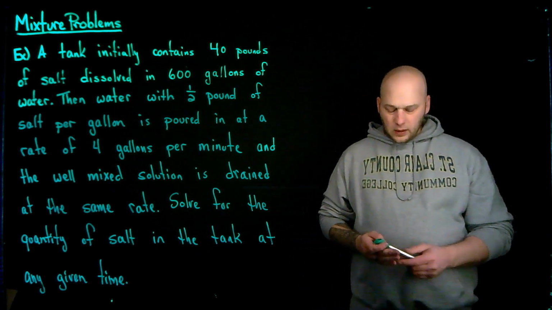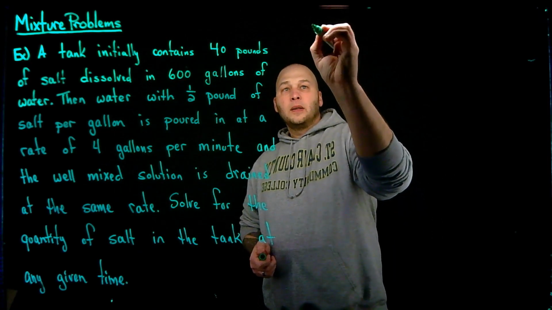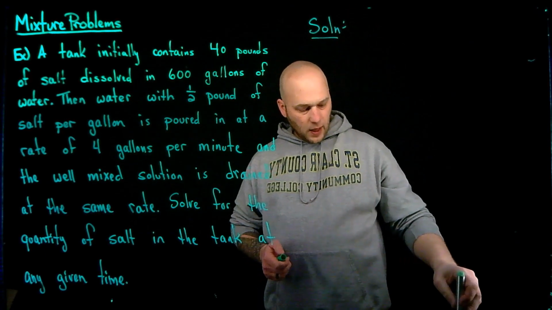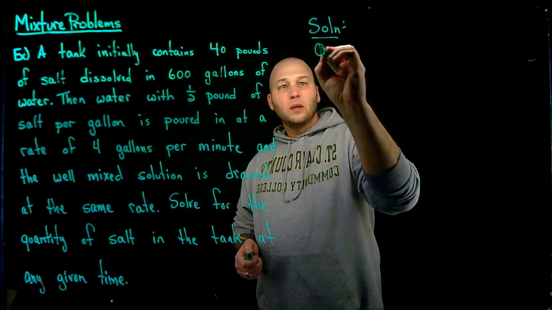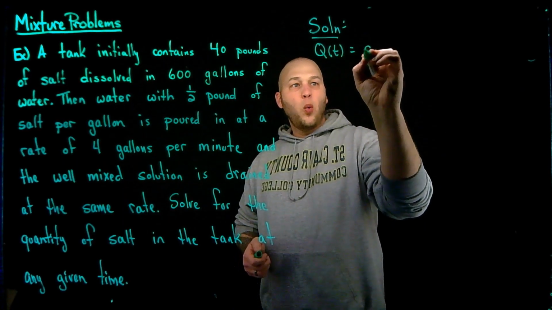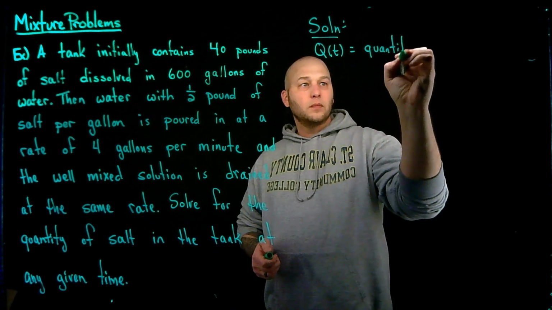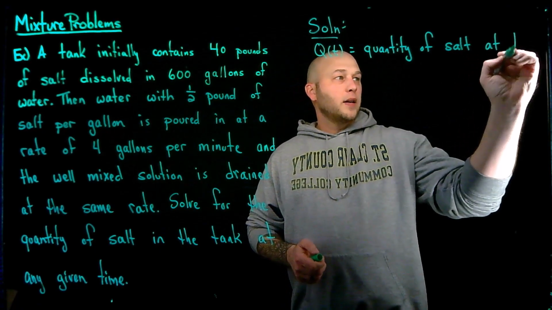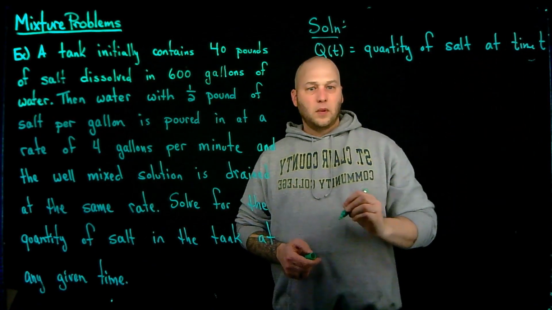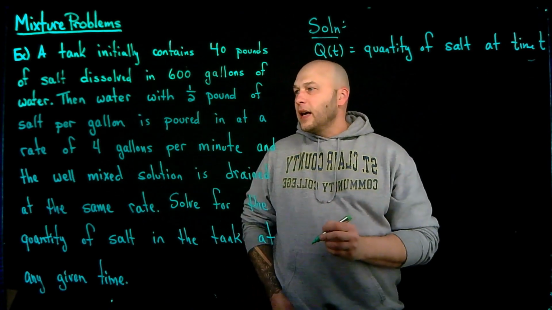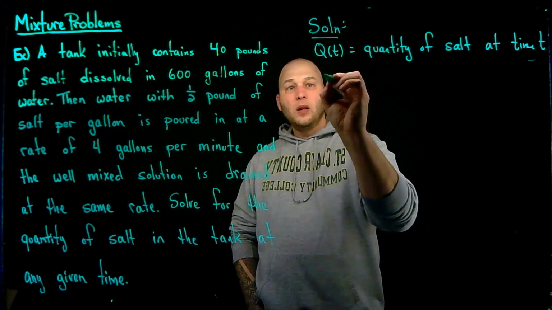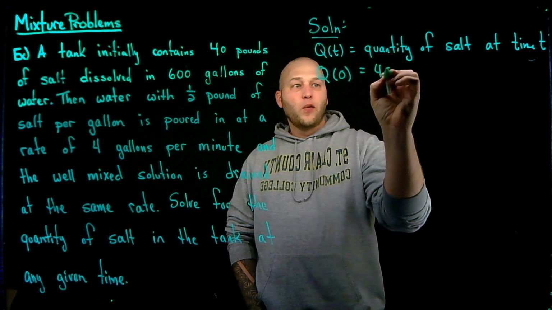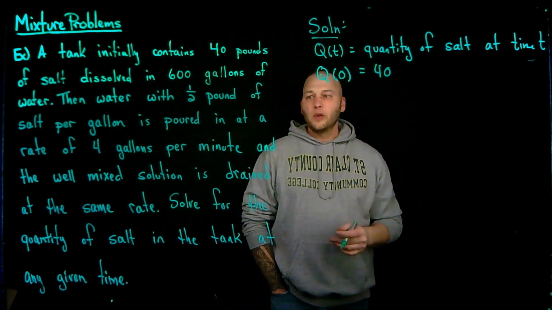Okay, so let's set up our problem here. So, solution. First and foremost, I'm going to let Q of t equal the quantity of salt at time t. Okay, and then, well, what do we know? A tank initially contains 40 pounds of salt. So right away that tells me that Q of 0 is 40. I'm going to leave off units here, but Q of 0 is 40 pounds.